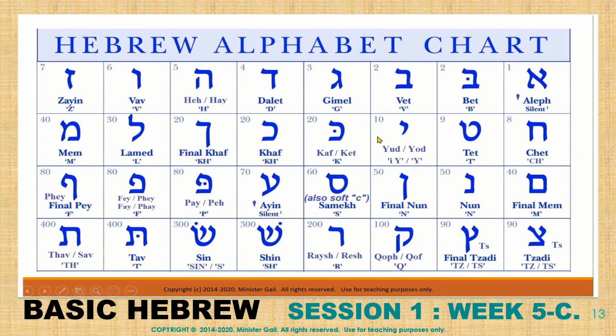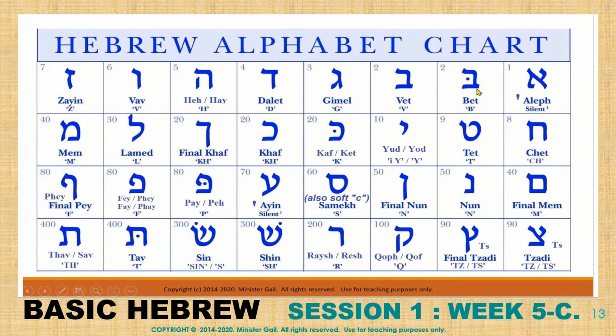Here's another selection for the Hebrew alphabet. We'll go over it again. So this is Aleph. It will be written as an apostrophe or just a mark. It is silent. Sometimes this is in the word, sometimes it's not. When you see the Aleph, it is not an A. It is just a mark in the word.